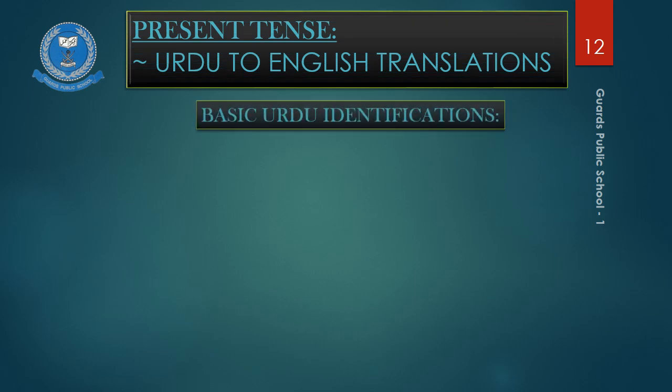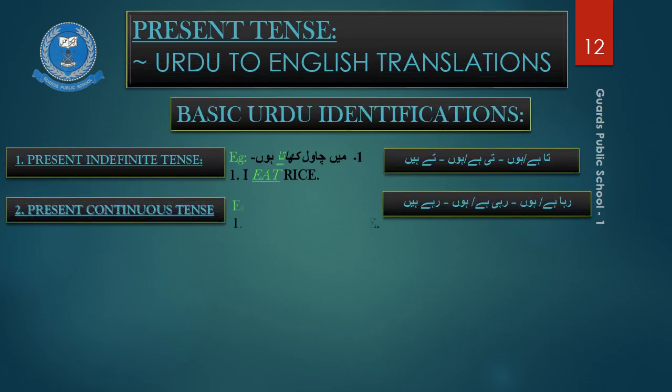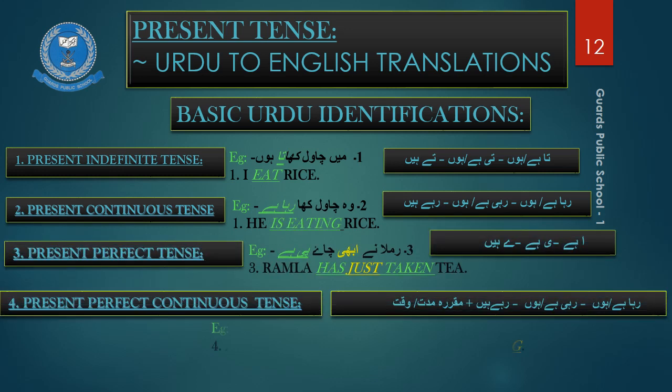Dear students, here are some tips to use while changing a sentence from Urdu to English. If an Urdu sentence ends in these identifiers that are shown here, we may easily identify the tense of the sentence, which may help us in translating an Urdu sentence into English. We shall learn more about these translations in my next video.